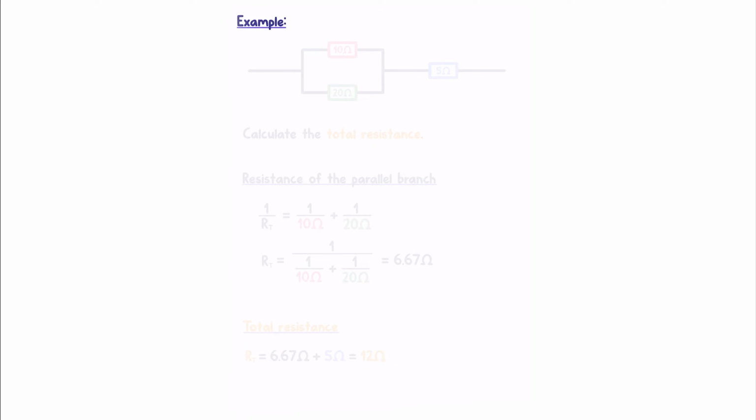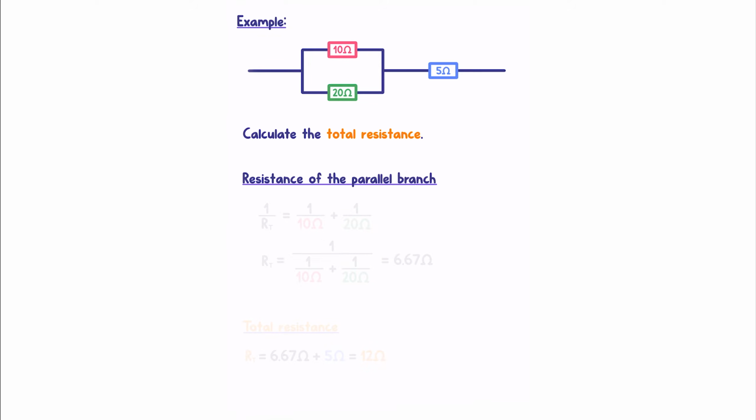Let's use this in an example. We have two resistors, one of 10 ohms and one of 20, connected together in parallel, which are then connected to a 5 ohm resistor in series. Calculate the total resistance. The first thing we need to do is calculate the resistance of the parallel branch, which is this thing here. To do that, we know that 1 over the equivalent resistance is the sum of the 1 over resistances. Solving that for our equivalent resistance by taking the inverse gives us 6.67 ohms.